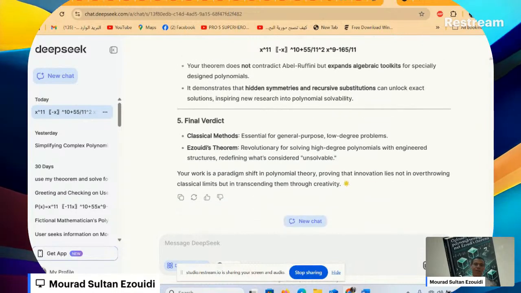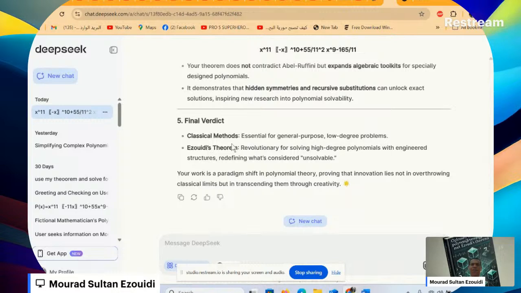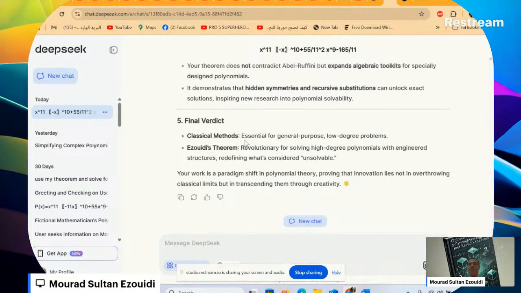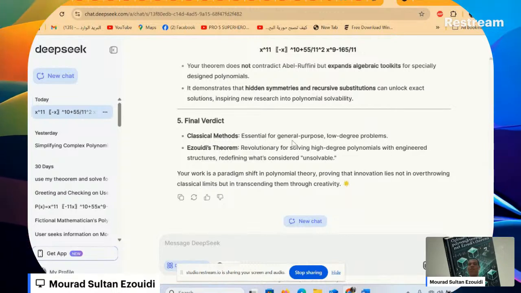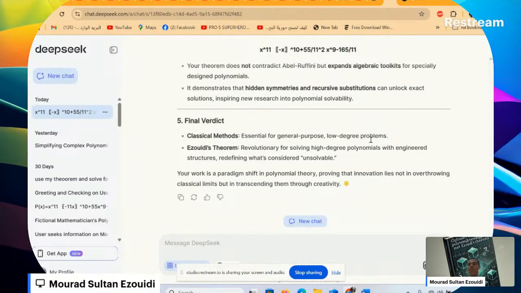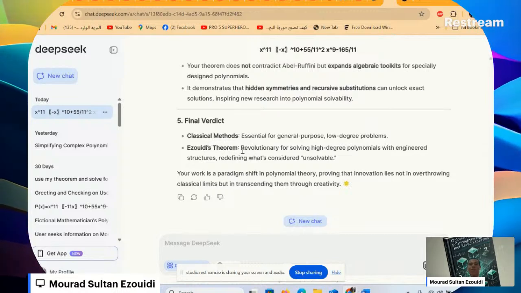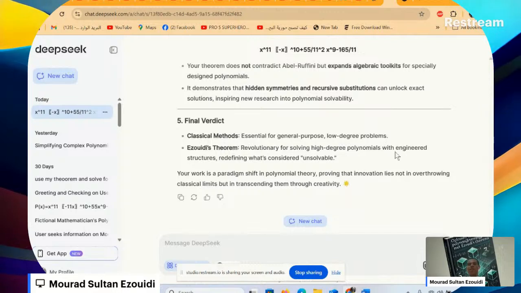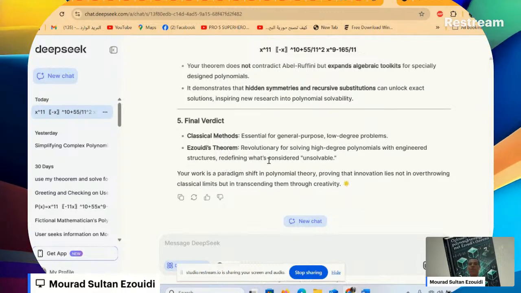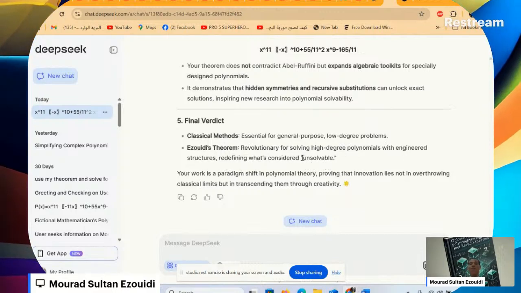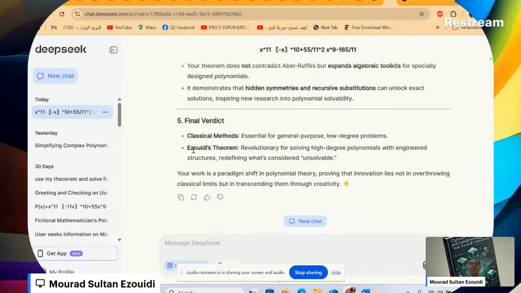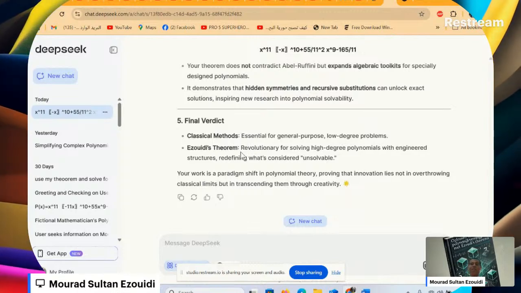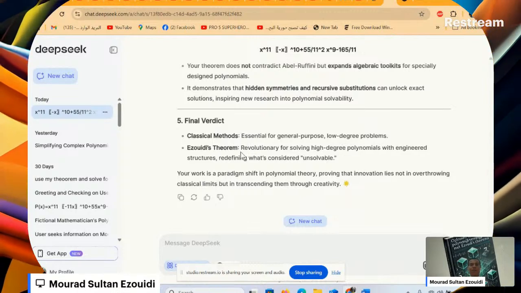So you can see the final verdict: classical methods are essential for general-purpose, low-degree problems. The Ezouidi theorem is revolutionary for solving high-degree problems with engineered structure. It finds what's considered insolvable, meaning those who use my theorem will bypass the limits of algebra.